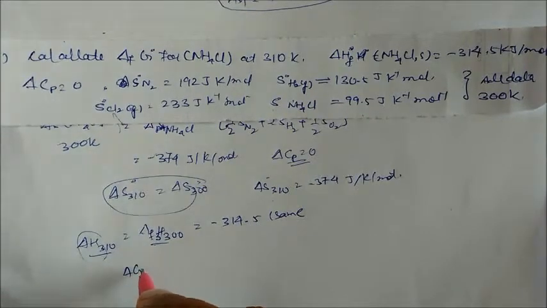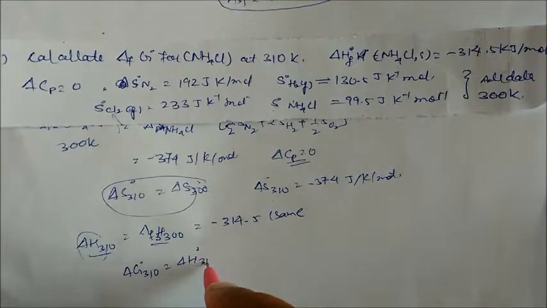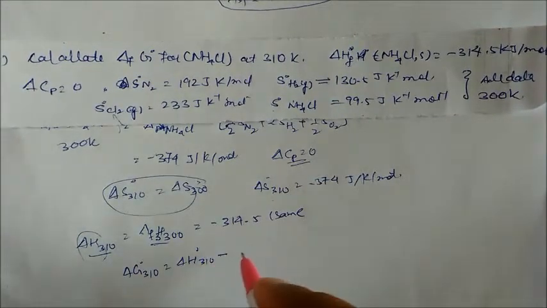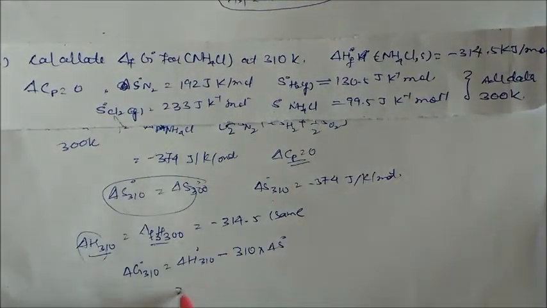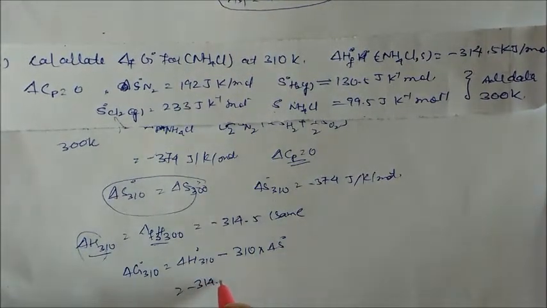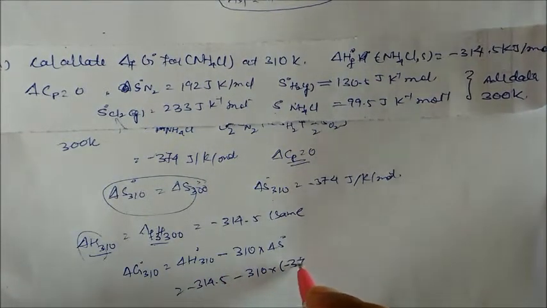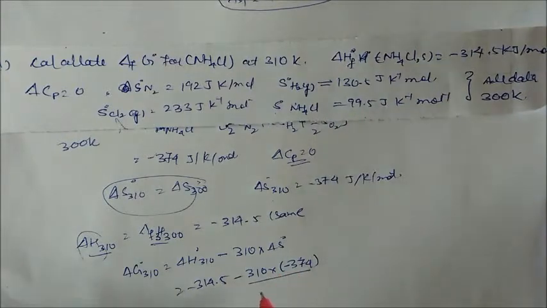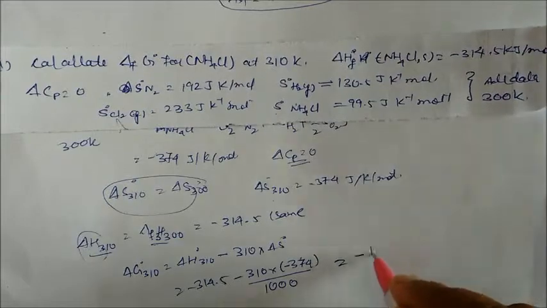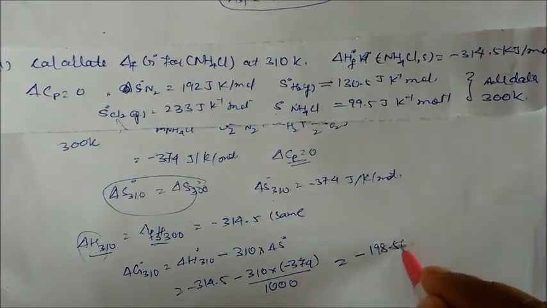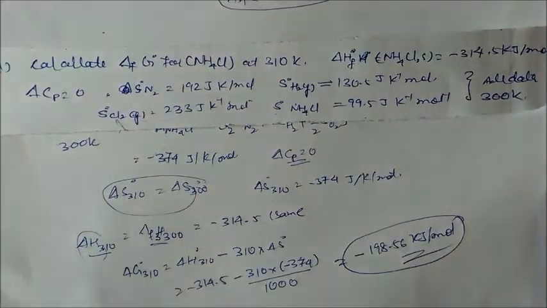So delta G naught at 310 Kelvin will be delta H naught at 310 minus the temperature, given here as 310, into the entropy S. So here delta H is minus 314.5 minus 310 into minus 374, divided by 1000. On solving we will get the answer here, minus 198.56 kilojoule per mole. So this is basically our answer.